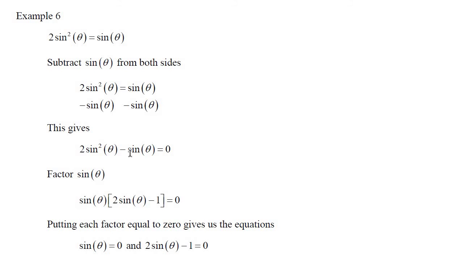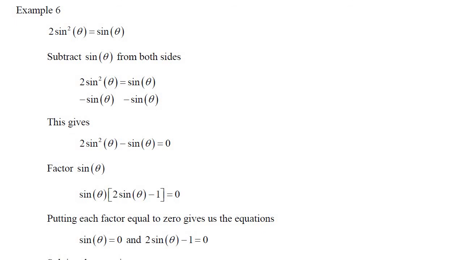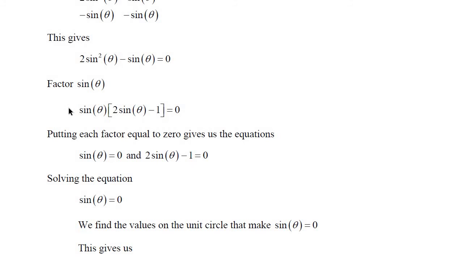Well, what I want to do now is factor that common factor of sine theta from both of those terms. When we do that, that gives us sine theta times 2 sine theta minus 1 is equal to 0. So now we have to put each of those factors equal to 0. So I have sine theta is equal to 0, and 2 sine theta minus 1 is equal to 0.